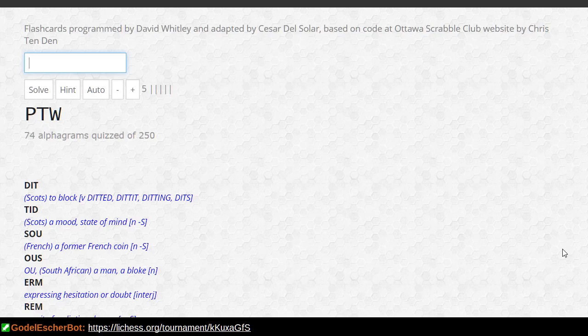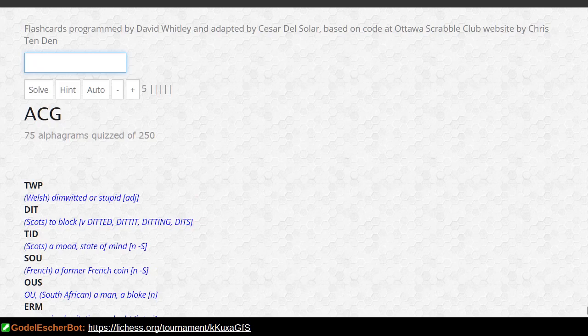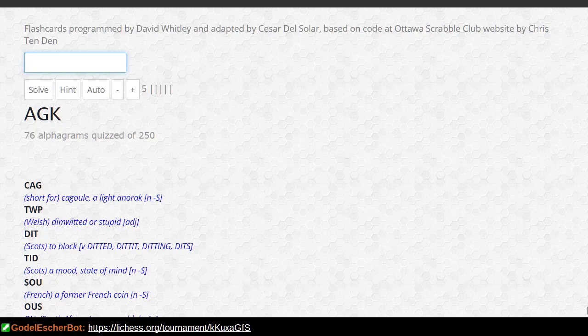All right. Here, enjoy this one. Oh, TWP is an anagram for township. No, but dimwitted or stupid. That's funny. How many such words are there in this book for derogatory things? Too many.